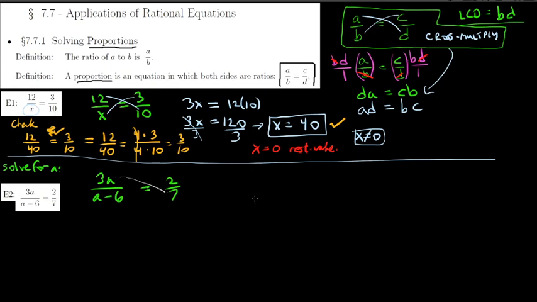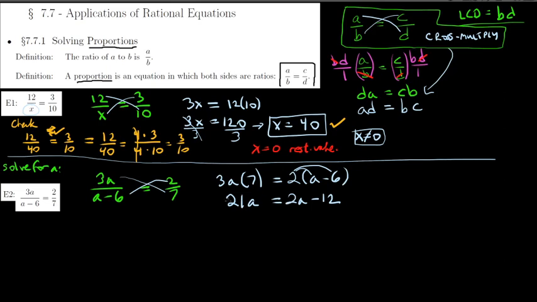Let's multiply 3a times 7 on the left, and that has to equal 2 times a minus 6. Well, 3 times 7 times a. Remember, the order doesn't matter here. 3 times a times 7 is 3 times 7 times a. 3 times 7 is 21, so 21 times a. And on the right side, we have to distribute the 2. So 2 times a is 2a, and then plus 2 times negative 6 is negative 12.